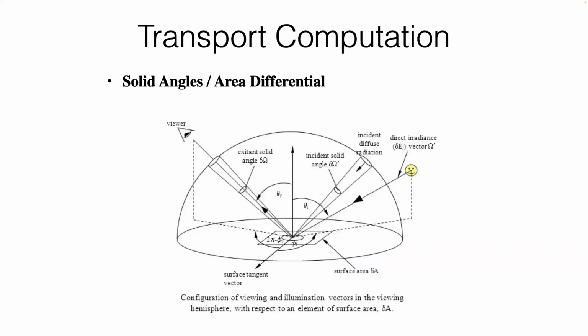And what we're interested in is the transport computation. And as I mentioned, we need to consider either solid angles or the area differential, because we can integrate over the hemisphere or we can integrate over the small patches in the surface. Either way, we are going to consider differentiable solid angles or differentiable areas. And with this, we can compute everything after we do all this integration, right?